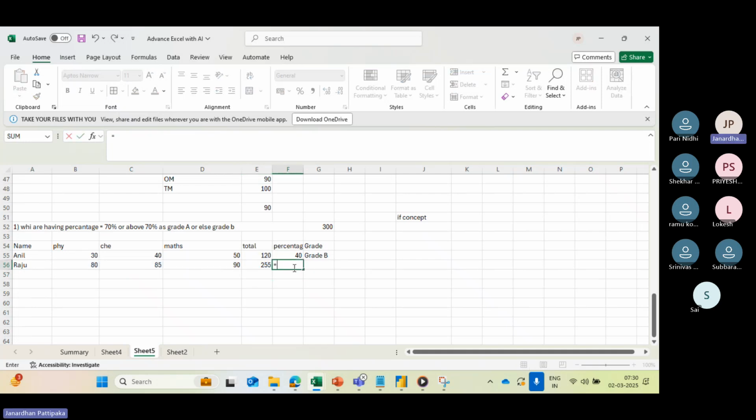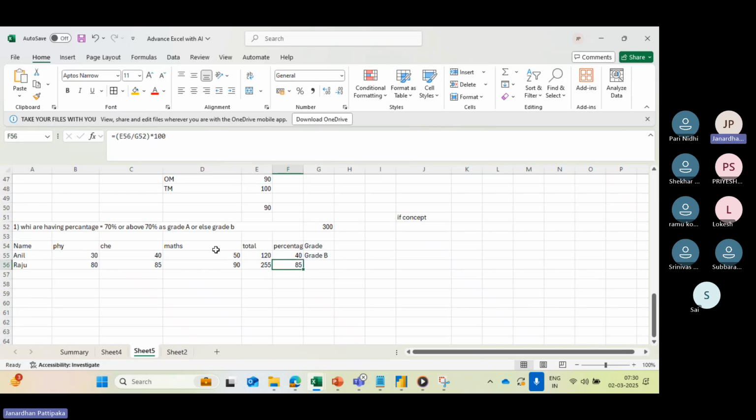What is the percentage calculation? It is equal to obtained marks, 255, divided by total marks, which is how much? 300. Okay. Into 100. So he got 85%.